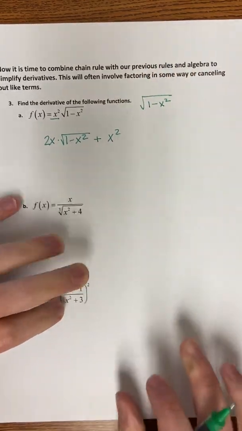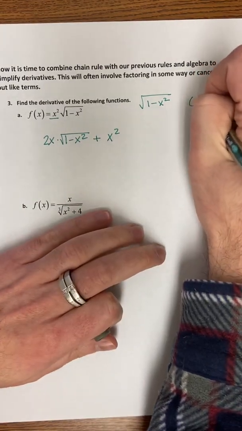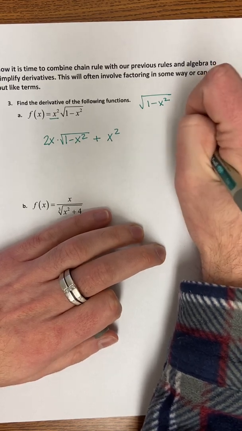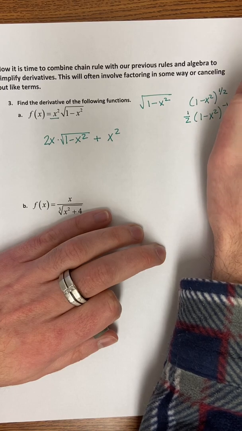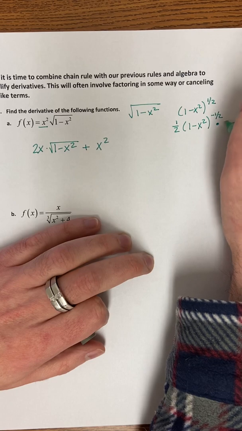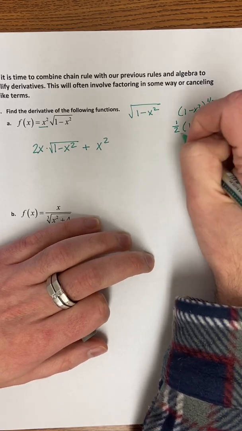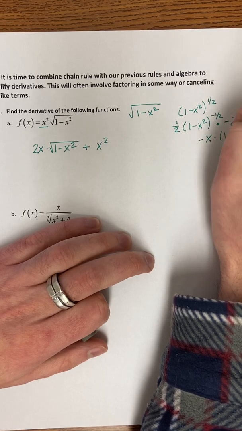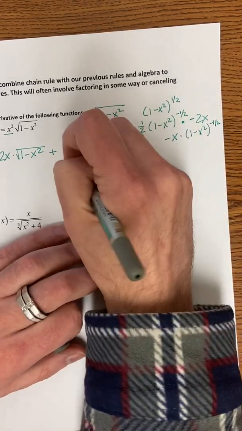And this is going to require us to do the chain rule. This is really 1 minus x squared to the 1/2, and the derivative of that is 1/2 times 1 minus x squared to the negative 1/2 times the derivative of the inside, which is negative 2x. So in total, the negative 2 and the 2 make negative 1. That'd be negative x times 1 minus x squared to the negative 1/2, which will go here.